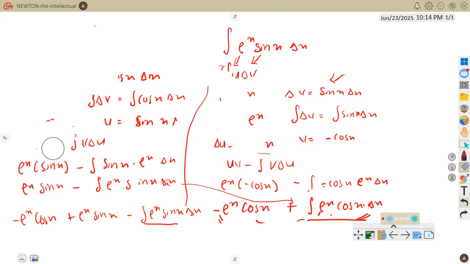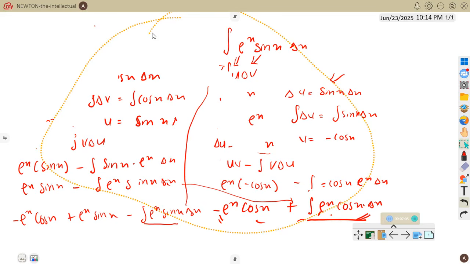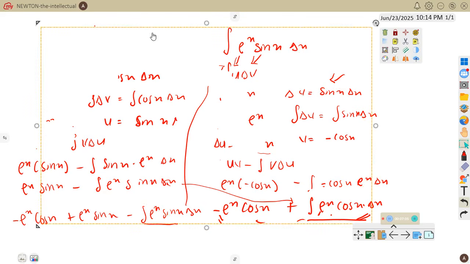Let me just see, this one will be faster. Trying to clear this area. It's not working.